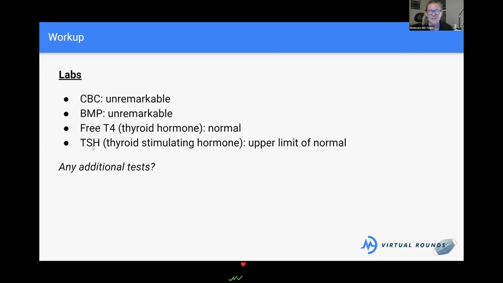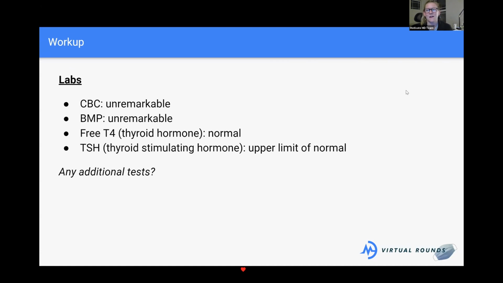Her TSH is maybe a little bit elevated. It's at the upper limit of normal, but we're still not calling it abnormal or high, which might be a little surprising. I did not know before going into med school that you can have a cancer of a specific organ and those markers are normal. It really just comes down to the functionality. So if she does have a cancerous process going on, whatever is growing in the tumor is not producing that excess hormone, essentially. So overall, labs look normal and not really helping us figure out what's going on.